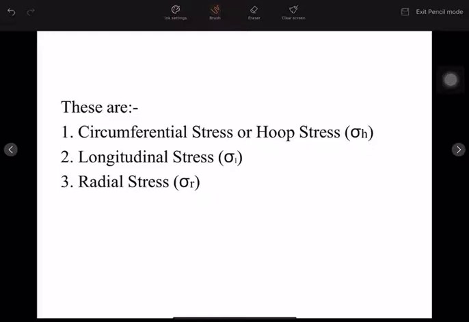So if we go into the types of stresses, as I have already mentioned, we have three types of stresses. The first one is circumferential or hoop stress, generally denoted as sigma suffix h. The second one is longitudinal stress, denoted as sigma suffix small l or capital L. And the third one is radial stress, sigma suffix r.